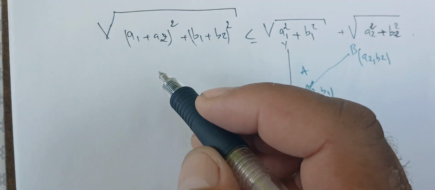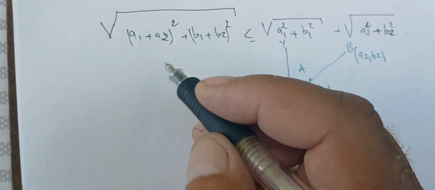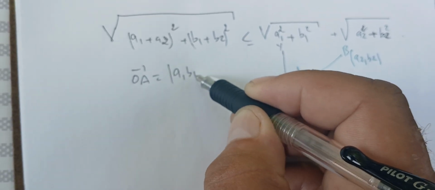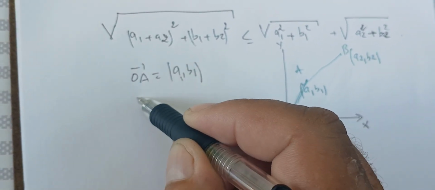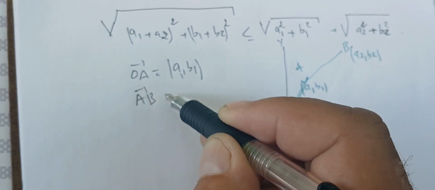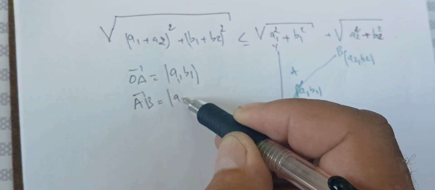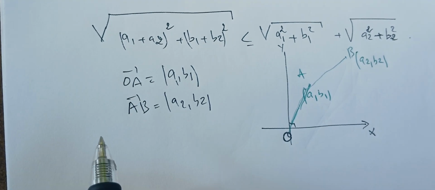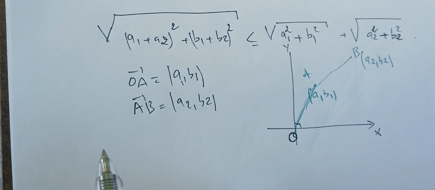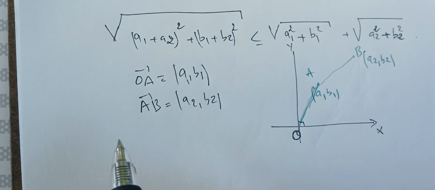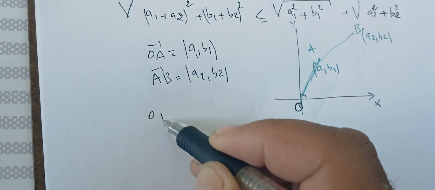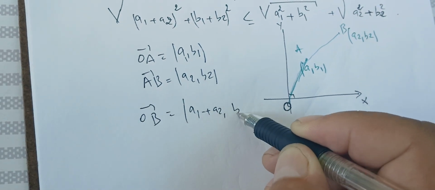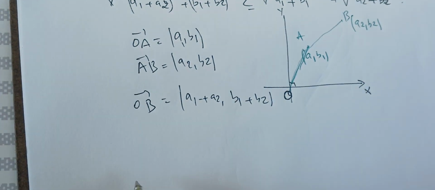Here we set OA as (a1, b1), and we set AB as (a2, b2). We do it in this manner here. Now we see that we can write OB as (a1 + a2, b1 + b2).